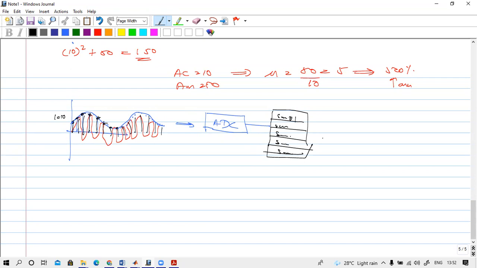Then if we send it to a DAC, what happens? The samples are converted again to a voltage level, like this. Then you can get the approximate received signal. Likewise, we can very easily detect this envelope.